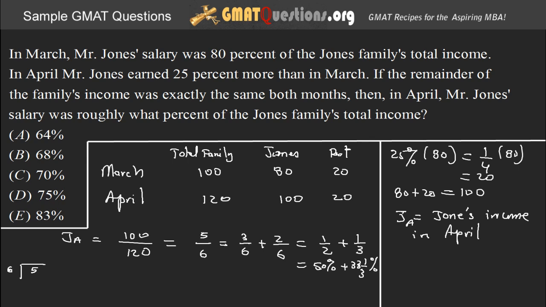Okay, this is a trick I just played here. So 50 plus 33 is 83. So we understand that J_A is easily 83 and 1/3%. Okay, the question was roughly, approximately what is the answer. So E has to be the answer. Okay, so let's write it down. E is the correct answer. Great. So that's it.